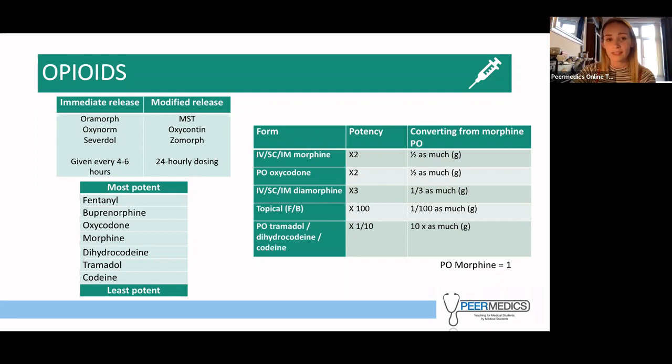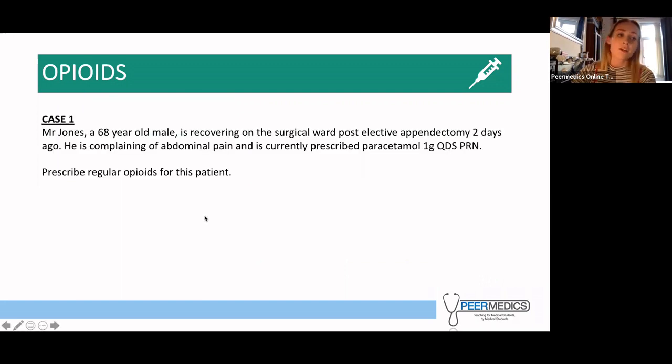So starting off with a case. You've got Mr. Jones. He's a 68-year-old male and he's recovering on the surgical ward post-elective appendectomy 2 days ago. He's complaining of abdominal pain and is currently prescribed paracetamol 1 gram QDS or other PRN. So we want you to prescribe some regular opioids for this patient.